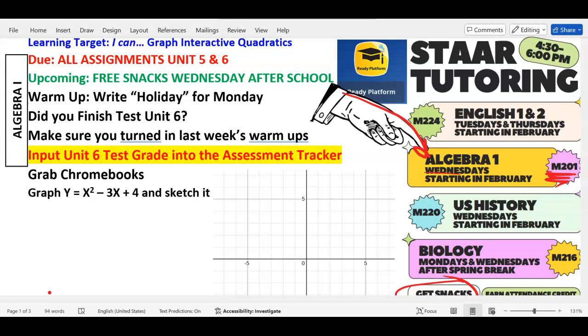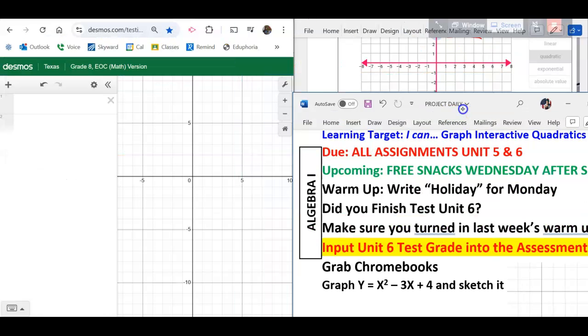Okay, so a couple things. Let's do this warm up first. Can you sketch a quadratic graph? Okay, so your step to sketch it, I want to know what it looks like. And to know what it looks like, I should use Desmos. That's what we're going to be talking about today. How to go from Desmos to a graph or a sketch. Okay, so let's take this over here.